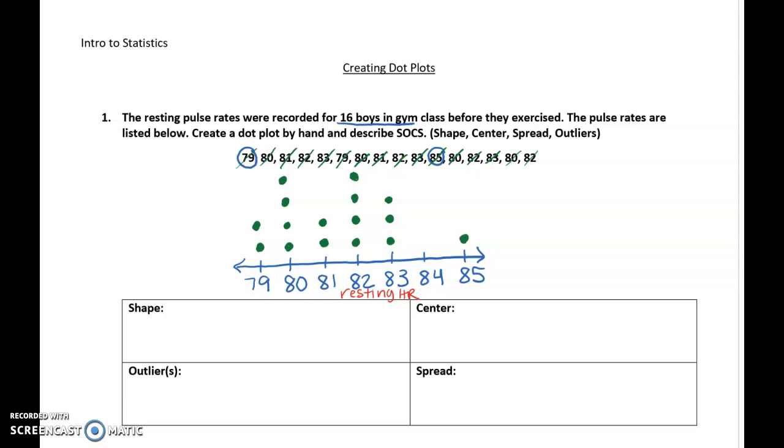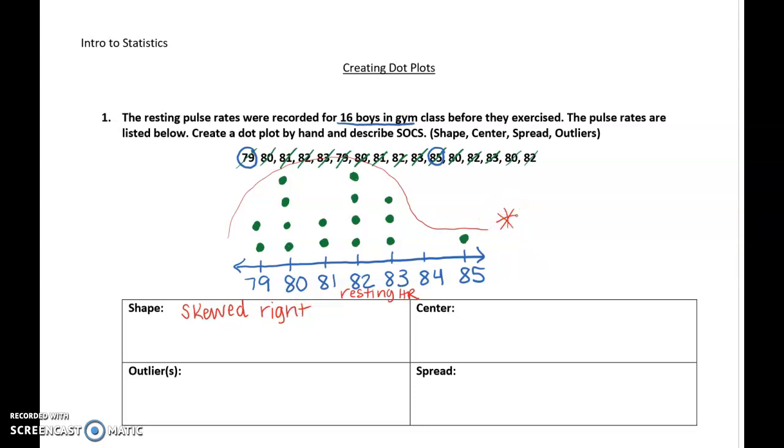Now we want to start looking at shape, center, spread, and outliers. In this case, there are two different things you could say for shape, which is actually going to be okay for the purpose of this video because I'll talk about both measures of center and how we would grade you on that. You can trace the shape like this, and you can say that this shape is skewed right, because that's where the tail is.